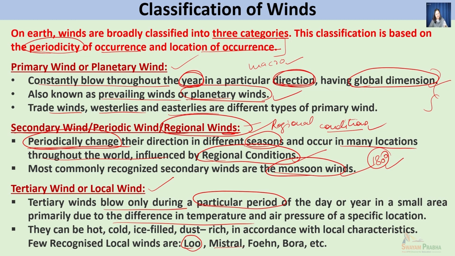So you have three types of winds: primary winds, secondary winds, and tertiary winds. But in this particular video lecture, we will be taking up the planetary winds and discussing them in detail. In the coming lectures, we'll be discussing the secondary wind systems as well as the tertiary wind systems. Let's see what primary winds or planetary winds are.